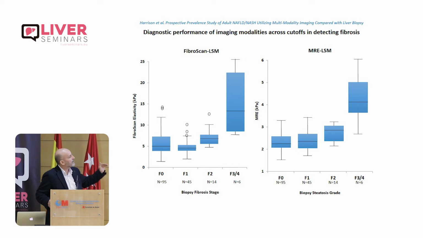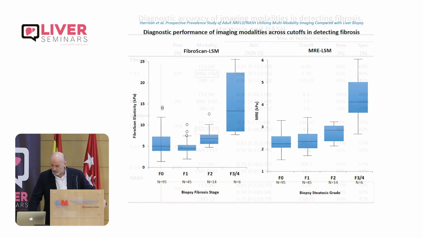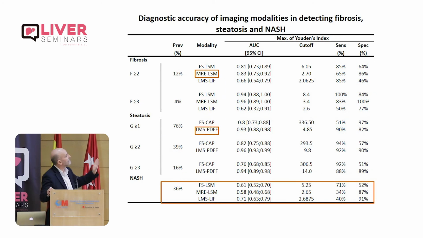This is how FibroScan and magnetic resonance elastography work, and you can see that between F0 and F1 we cannot find much difference, but after that it increases with liver fibrosis. And in this table you can see the ability of these methods to calculate fibrosis, steatosis, and NASH. For fibrosis, the magnetic resonance elastography is around 0.83, 0.96, for example, for F3, F4. It is a very high, very interesting result, much better than the other two.